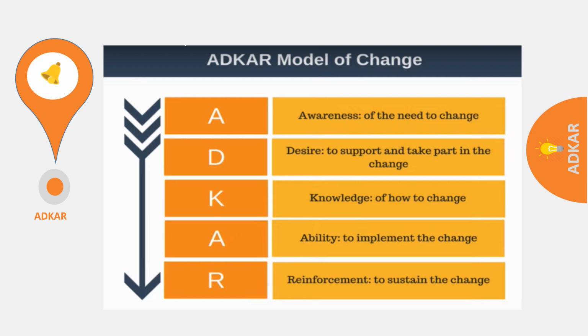And here there are basically 5 different steps of the ADKAR model, which includes awareness of the need to change, the desire to change, the knowledge of how to change, the ability to implement the change, and the reinforcement to sustain that change. As you go through the different stages, one level builds upon another to get the person to have that change within themselves and a desire to, so then that affects change within the organization.